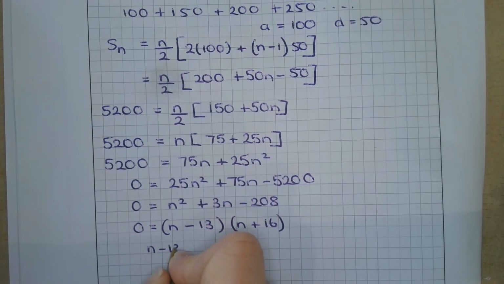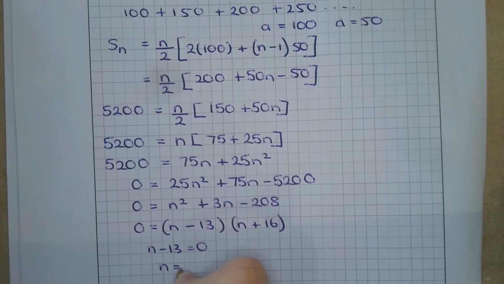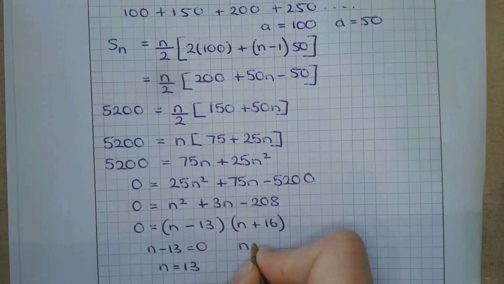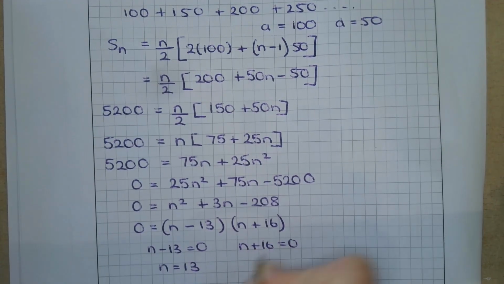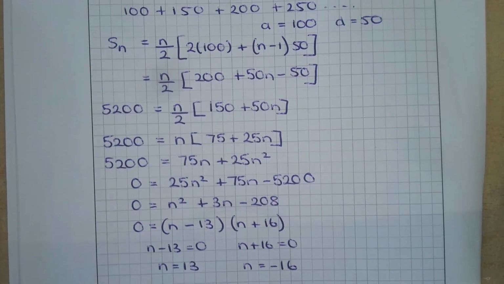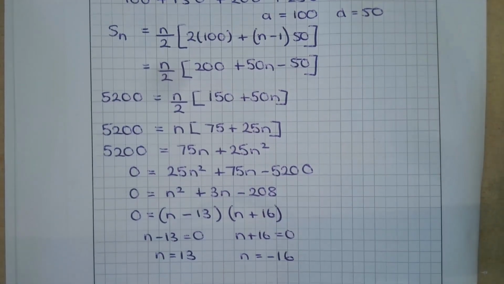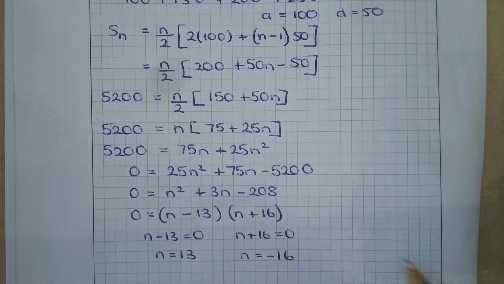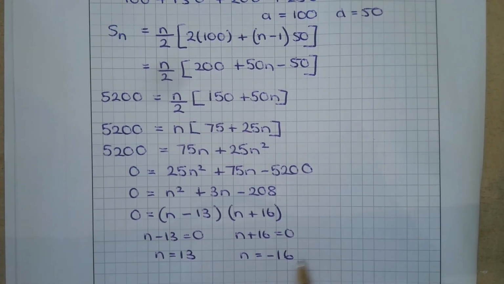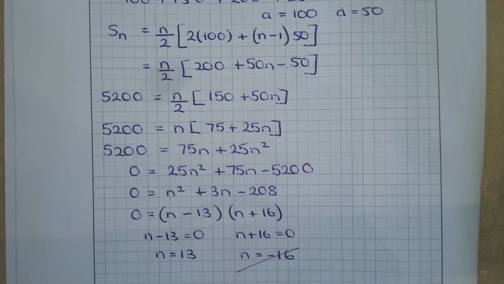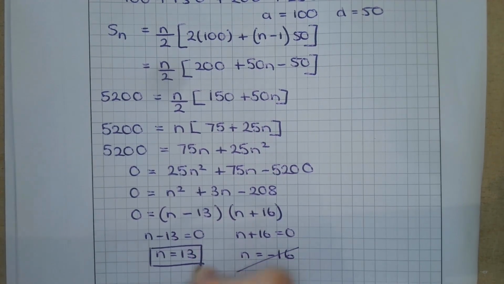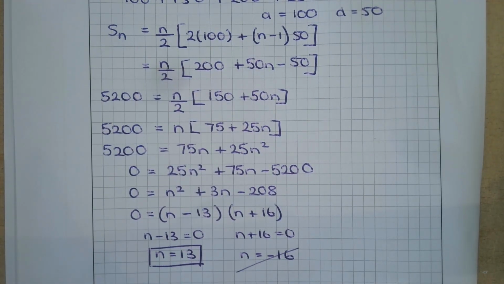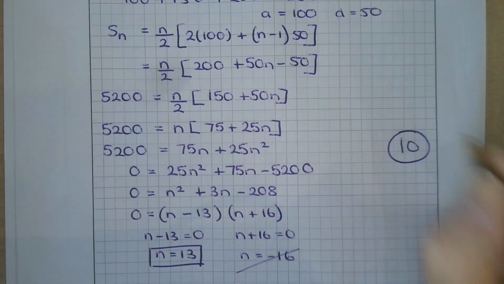So n minus 13 is equal to 0, so n is equal to 13, and n plus 16 is equal to 0, so n is equal to minus 16. And in this case, if we look back at the question, we're talking about how many questions that Sean answered correctly. I mean, minus 16 doesn't make sense in that kind of question. So the only answer that's going to make sense for this question is that he answered 13 questions. And that was 10 marks.